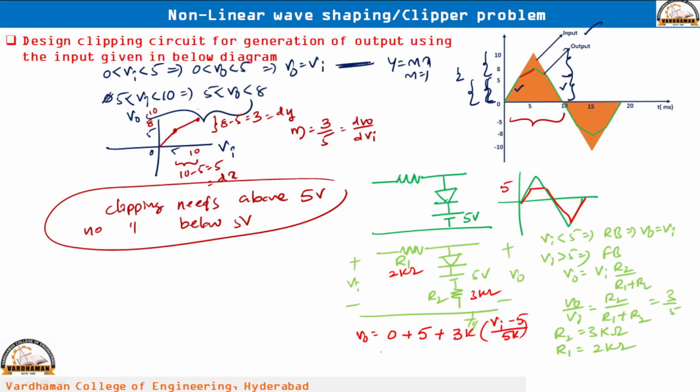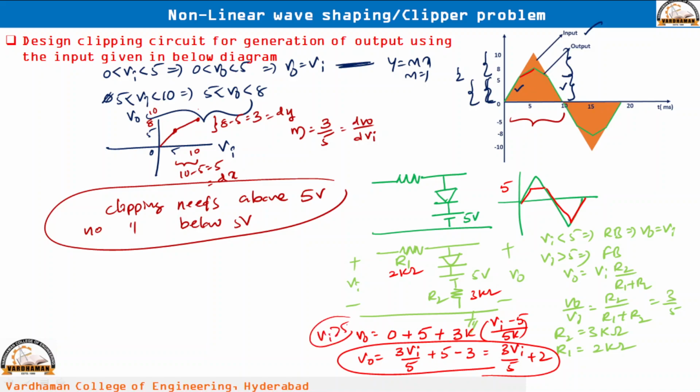So, like this we have to write. The K will be cancelled. So what we will get here is 3 Vi by 5, and we have here 3. I will write one more step, 5 minus 3, like this we will get. That means 3 Vi by 5 plus 2. So now this is the equation we have to follow: Vo is equal to 3 Vi by 5 plus 2. This is the equation we have to follow when the input is greater than 5 volts.